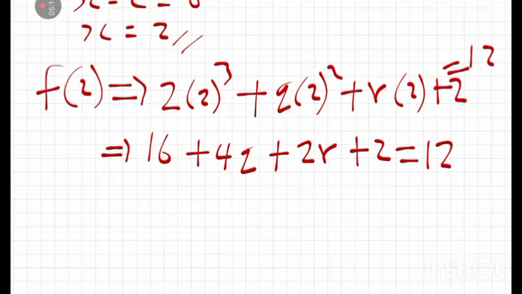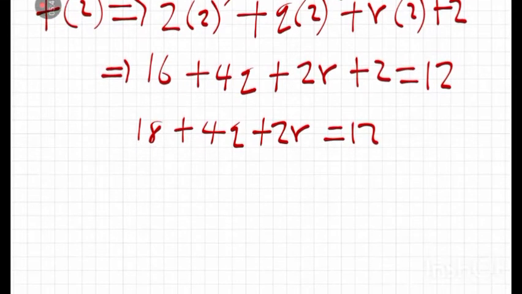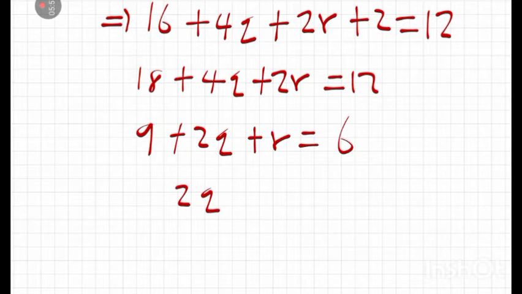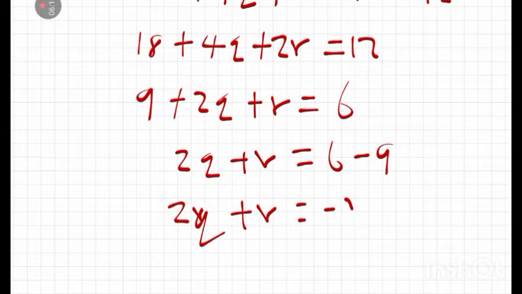So let's work on this. 18 plus 4q plus 2r is equal to 12. We can actually divide through by 2, so I have 9 plus 2q plus r is equal to 6. Then take the constant term to the other side: 2q plus r is equal to 6 minus 9. So I have 2q plus r is equal to minus 3.